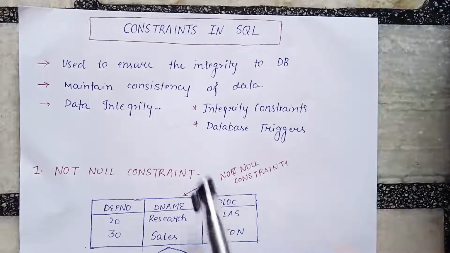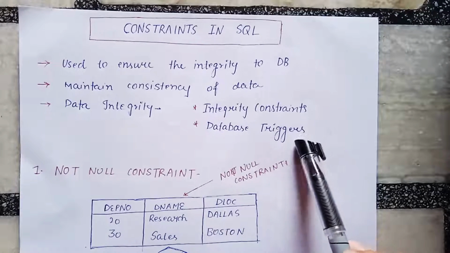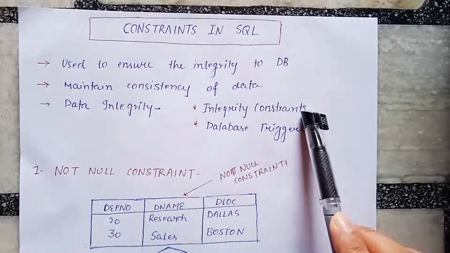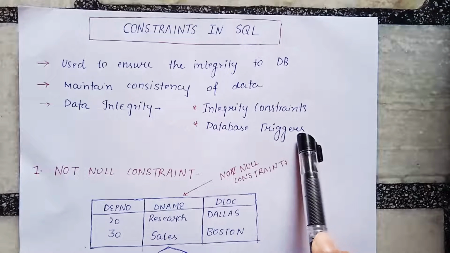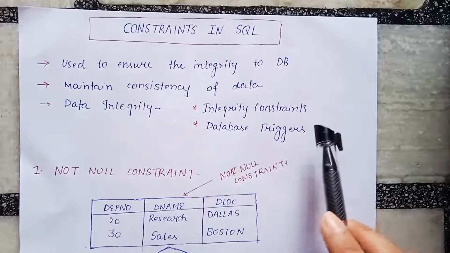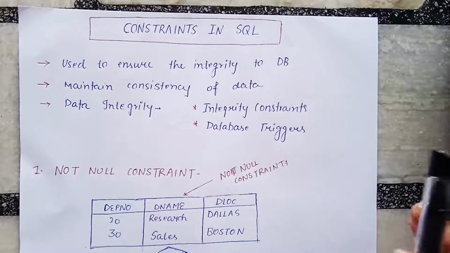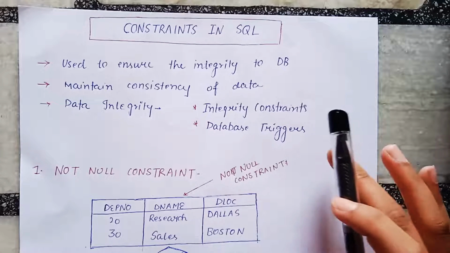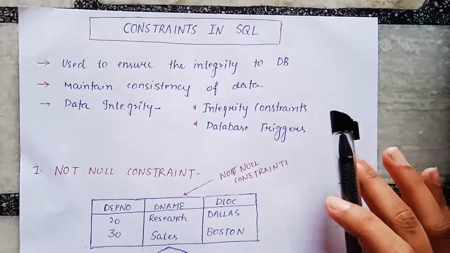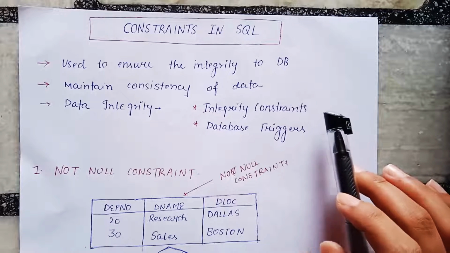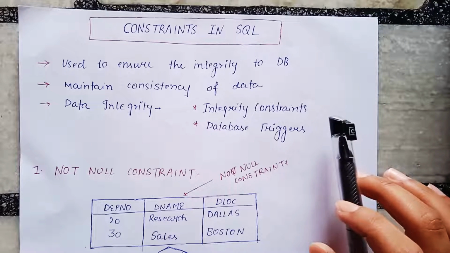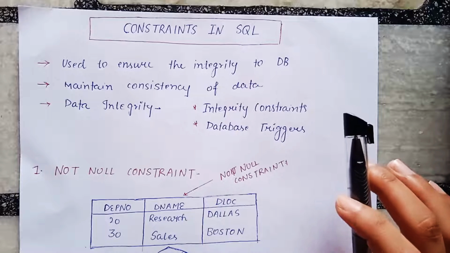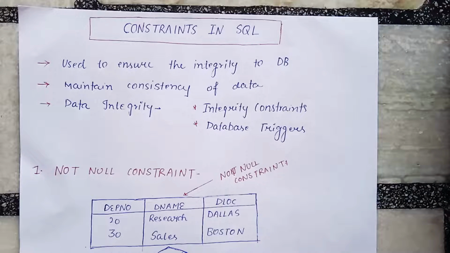Basically, data integrity can be ensured with the help of two things: by using the integrity constraints provided by SQL, and by using database triggers. Database triggers are basically a kind of PL/SQL command, so we will discuss this when we start our series on PL/SQL. But today we will do the SQL constraints, that is, the integrity constraints that are used to ensure the integrity of the DB. Now we will discuss all the constraints that are provided by SQL.